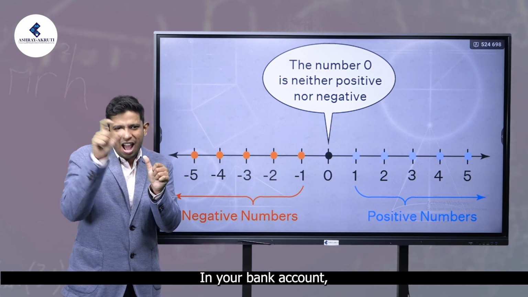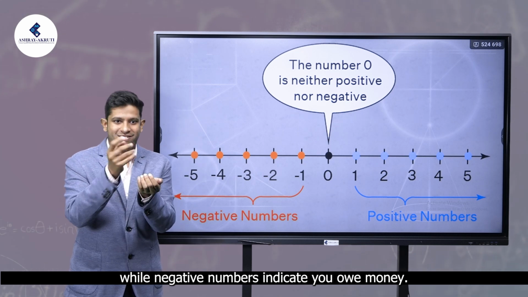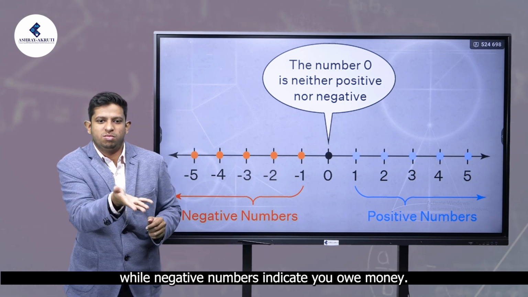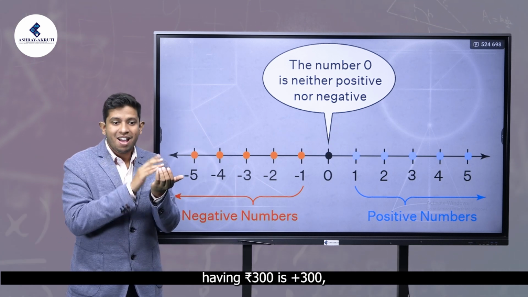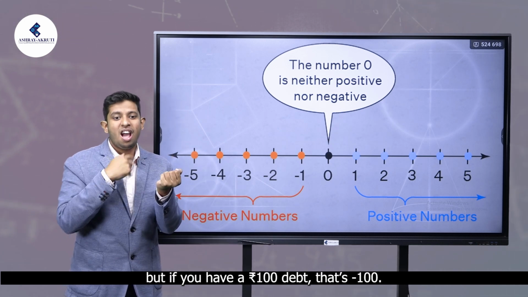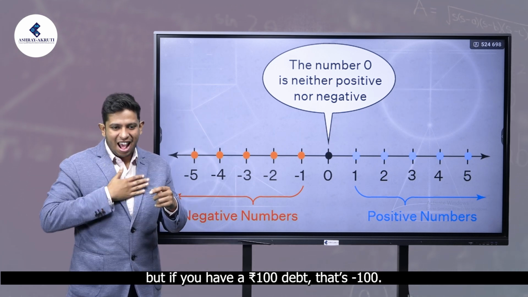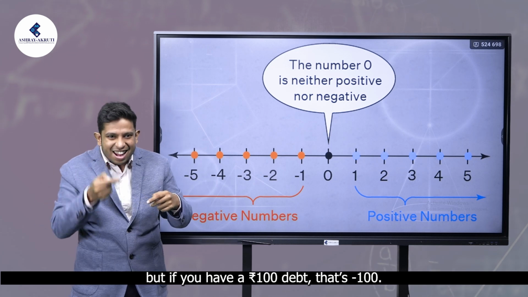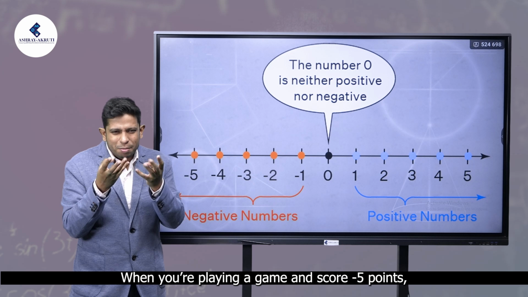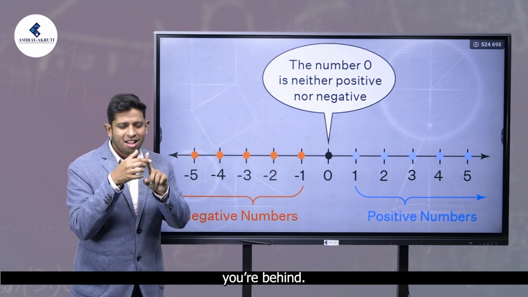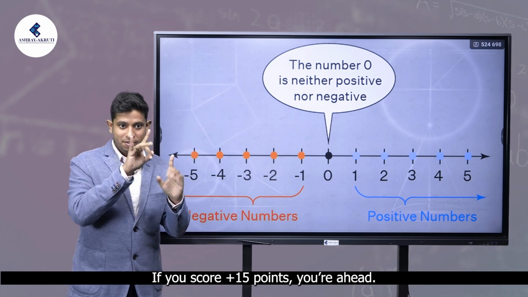In your bank account, positive numbers mean you have money, while negative numbers indicate you owe money. For example, having rupees 300 is plus 300, but if you have a rupees 100 debt, that is minus 100. When you're playing a game and score minus 5 points, you're behind. If you score plus 15 points, you're ahead.